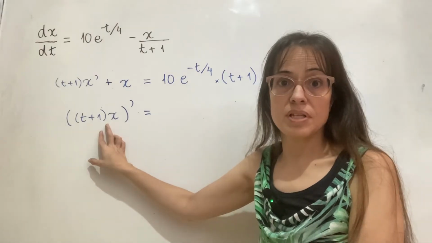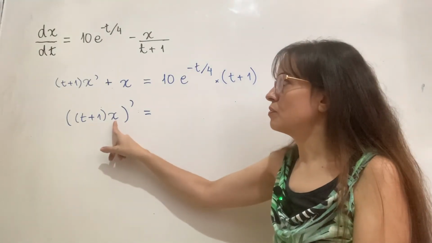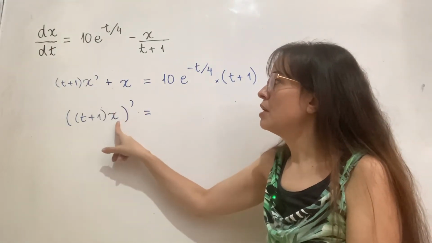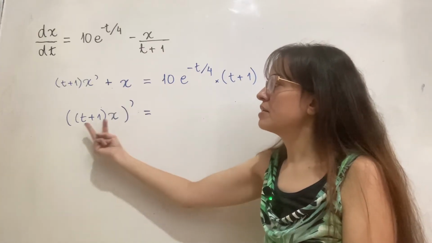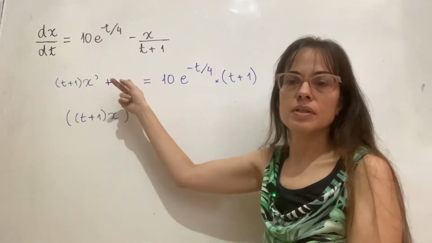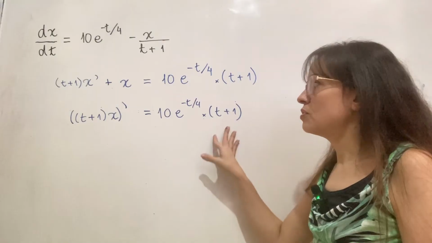That's t plus 1 times x, right? When you take the derivative of x, you get x prime, and when you hold the x and take the derivative of t plus 1, that's just 1. And that is equal to this side.